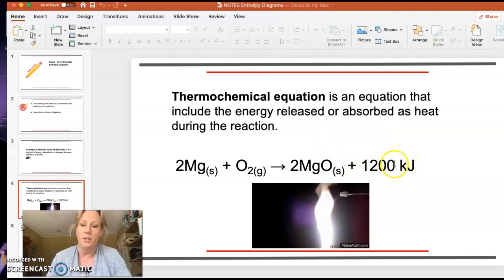So one thing I wanted to show you is a thermochemical equation is just a balanced chemical equation with that energy. And it could be on the right side, which means it's an exothermic process. And it can also be on the left side with the reactants, meaning then that much energy would have to be absorbed or brought into the reaction for it to occur. And then it would be an endothermic process.